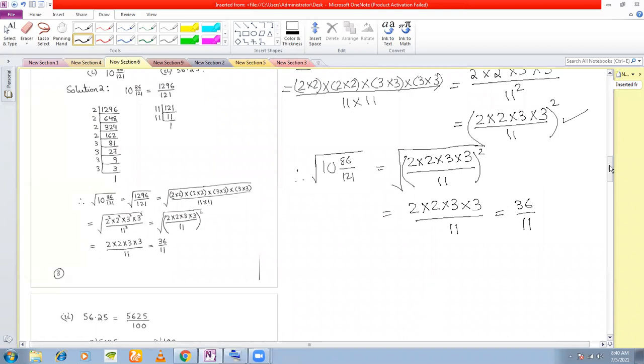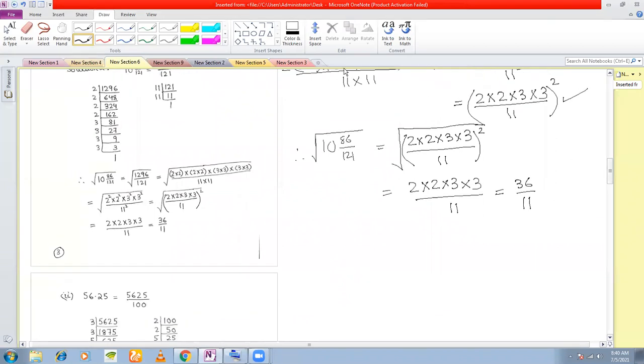Same thing. Sir, if the denominator will be 2 in spite of 11, then we can cut it. Yes, you can cancel out the common factor between the numerator and denominator if there are certain common factors. Okay, sir.